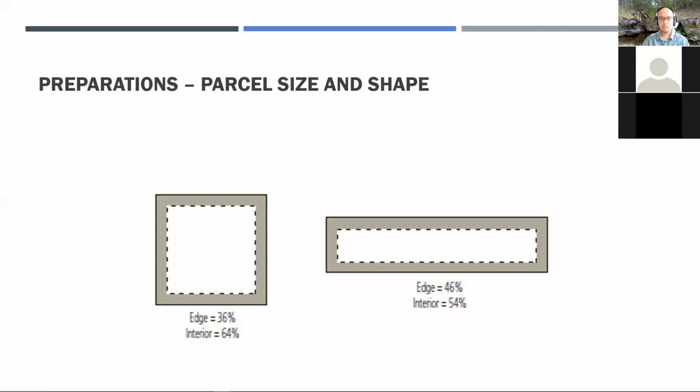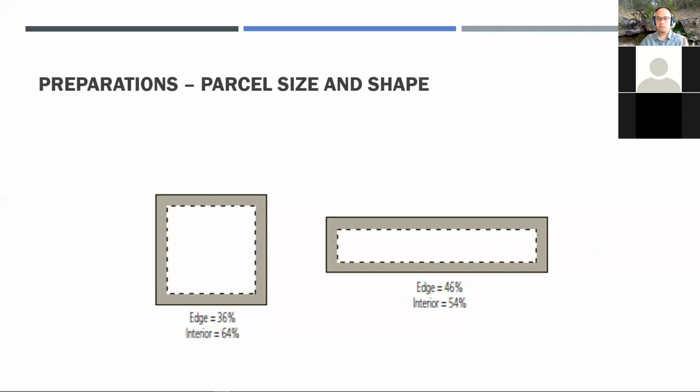So that's about size, but the shape of the site can also reduce or influence development potential and design flexibility. This is especially true on smaller sites, especially narrow linear sites, and they have a higher edge to interior ratio than properties that are more compact in shape.